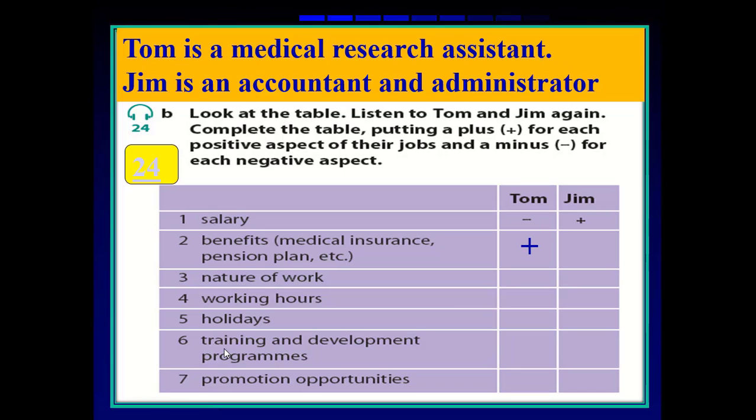So Tom is a medical research assistant, Jim is an accountant and an administrator. The salary for Tom is negative, but for Jim it's positive. The benefits, like the medical insurance and pension plan, for Tom are positive, but for Jim they're negative. The nature of work, Tom is positive, but Jim is negative. Working hours, for Tom it's negative, and for Jim it is positive. The holidays, Tom is negative, Jim is positive. Training and development programs, Tom is positive and Jim is positive also. Promotion opportunities, for Tom it's positive and for Jim it is negative.